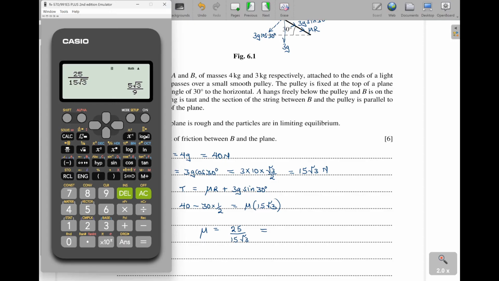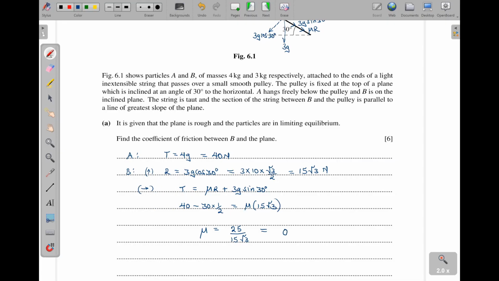Or to three significant figures, this one can be 0.962. Okay, 0.962 to three significant figures.